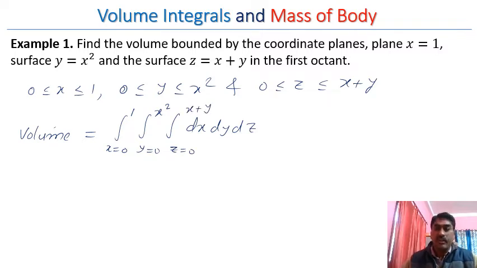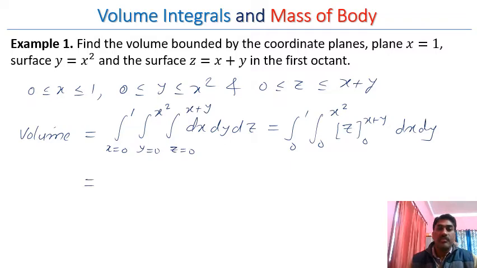So z contains two variables, so it will be integrated first. Integrating z first, we will get 0 to 1, 0 to x square, and then dz gives z. So this is 0 to x plus y, and dx dy is now with us. So this is 0 to 1, 0 to x square, and put the limit on z, so this is x plus y dx dy. Now we have just the area integral.